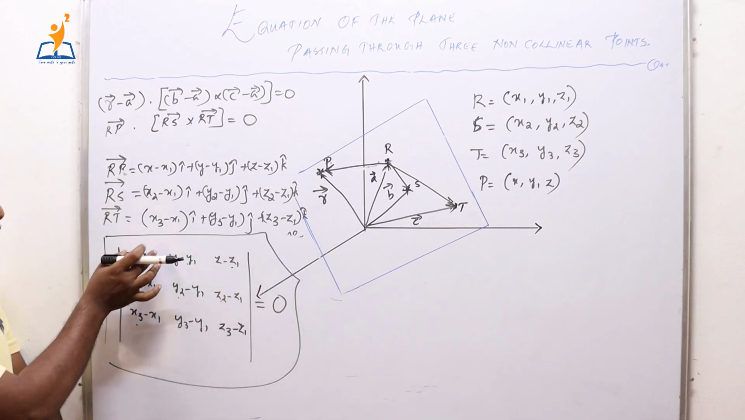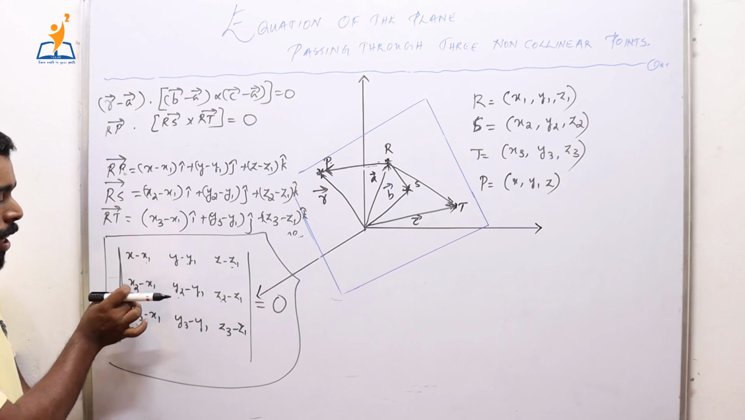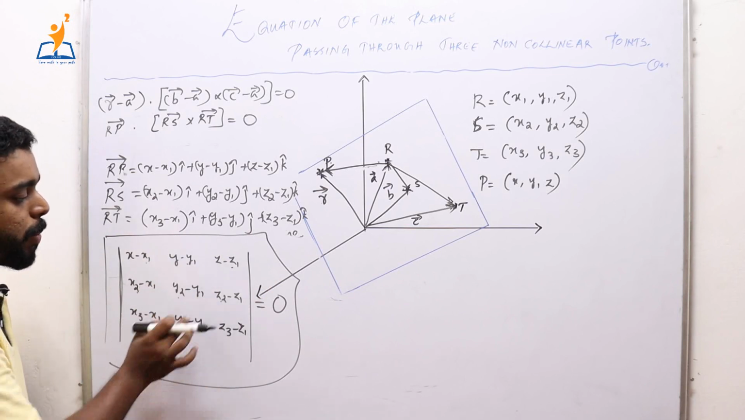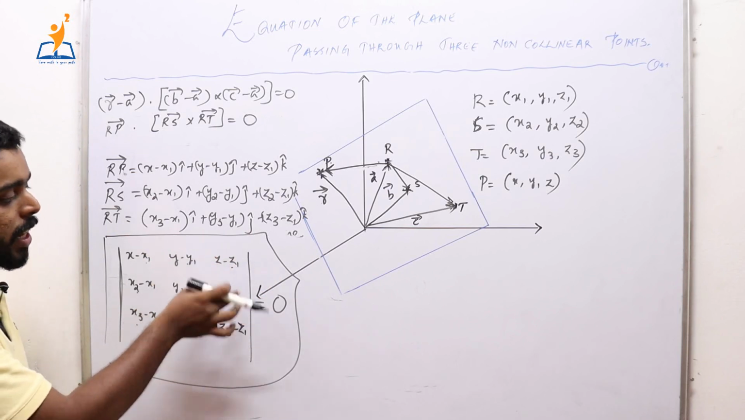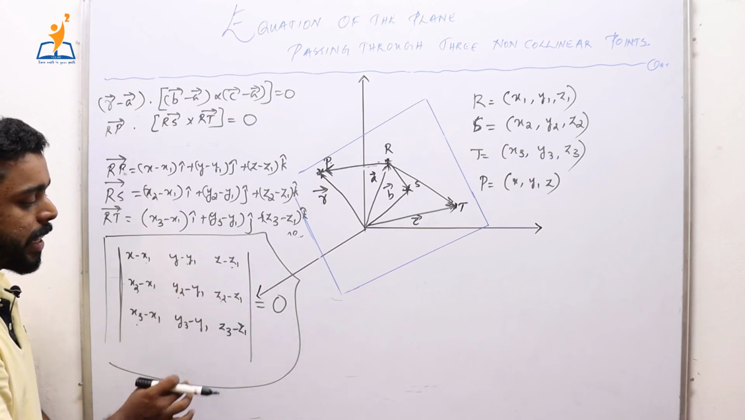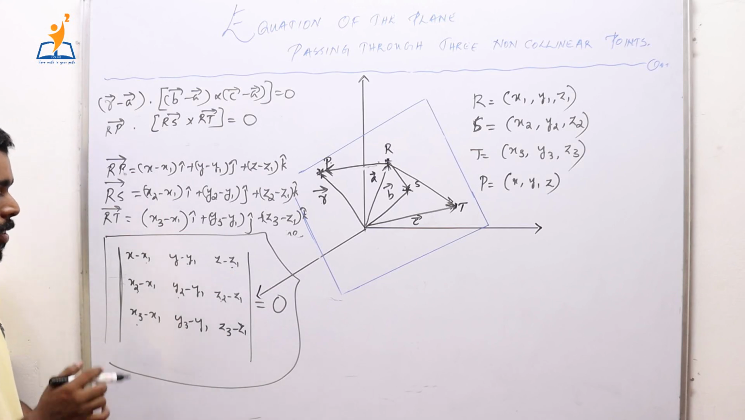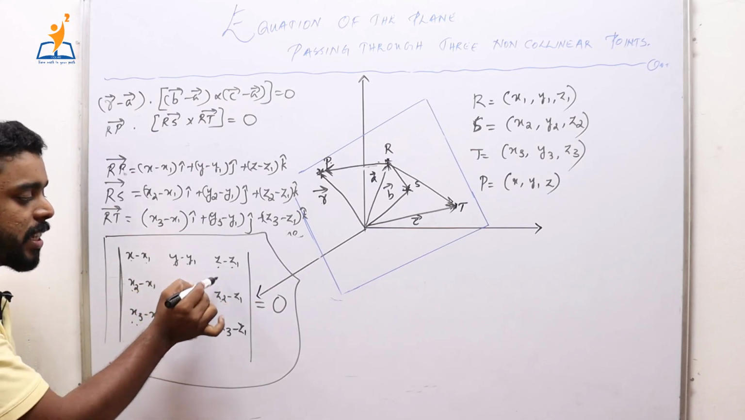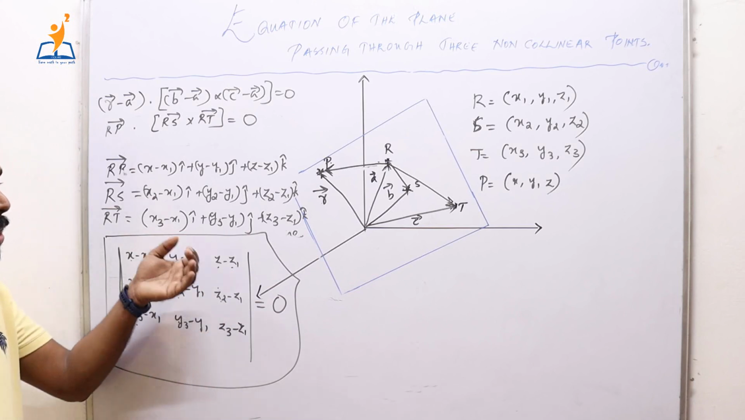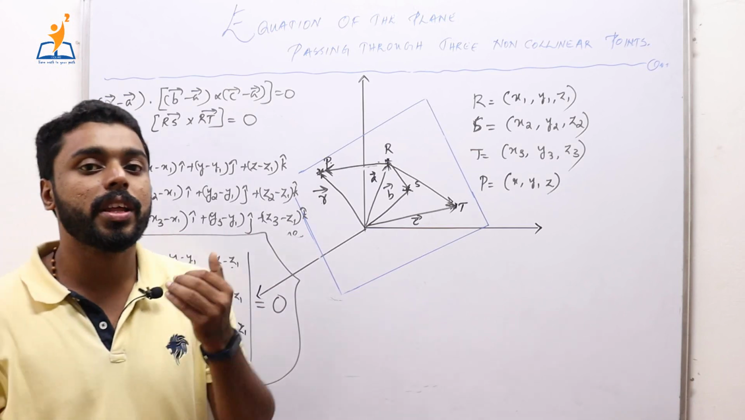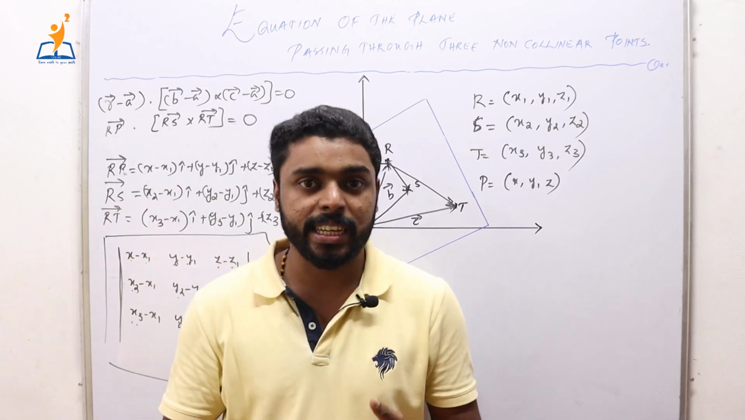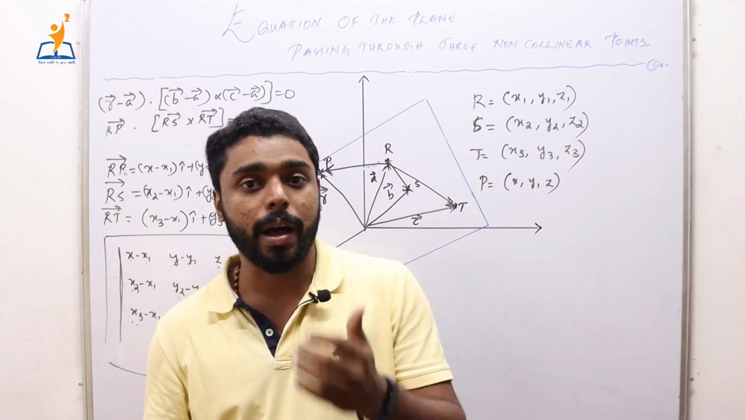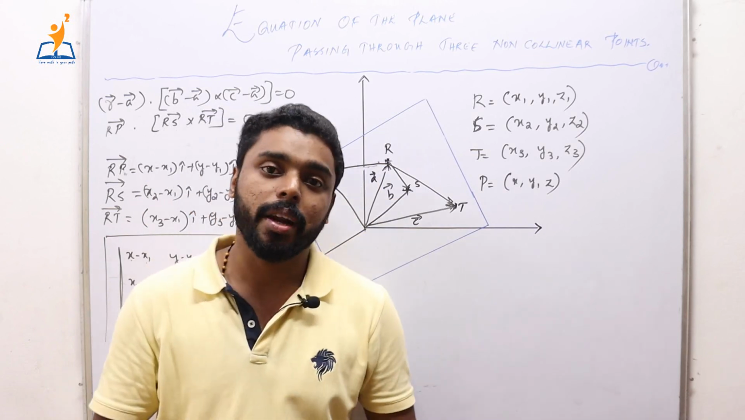Easy to remember, just remember it column wise: x minus x1, then x2 minus x1, then x3 minus x1, y minus y1, then y2 minus y1, then y3 minus y1. Similarly, z minus z1, z2 minus z1, z3 minus z1. Always remember x, x2, x3, y, y2, y3, z, z2, z3. Very easy to remember. So remember these two equations very well in order to solve problems from this session. So we learned the Cartesian as well as vector equation of the plane which passes through 3 non-collinear points.